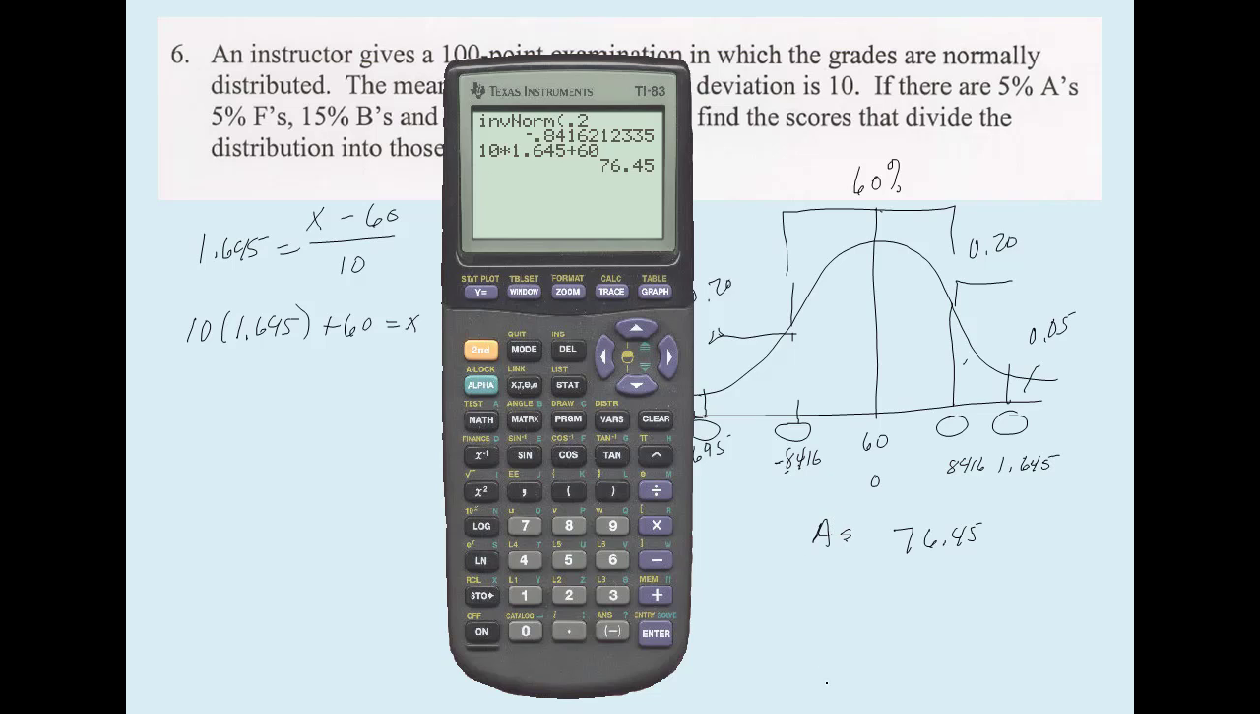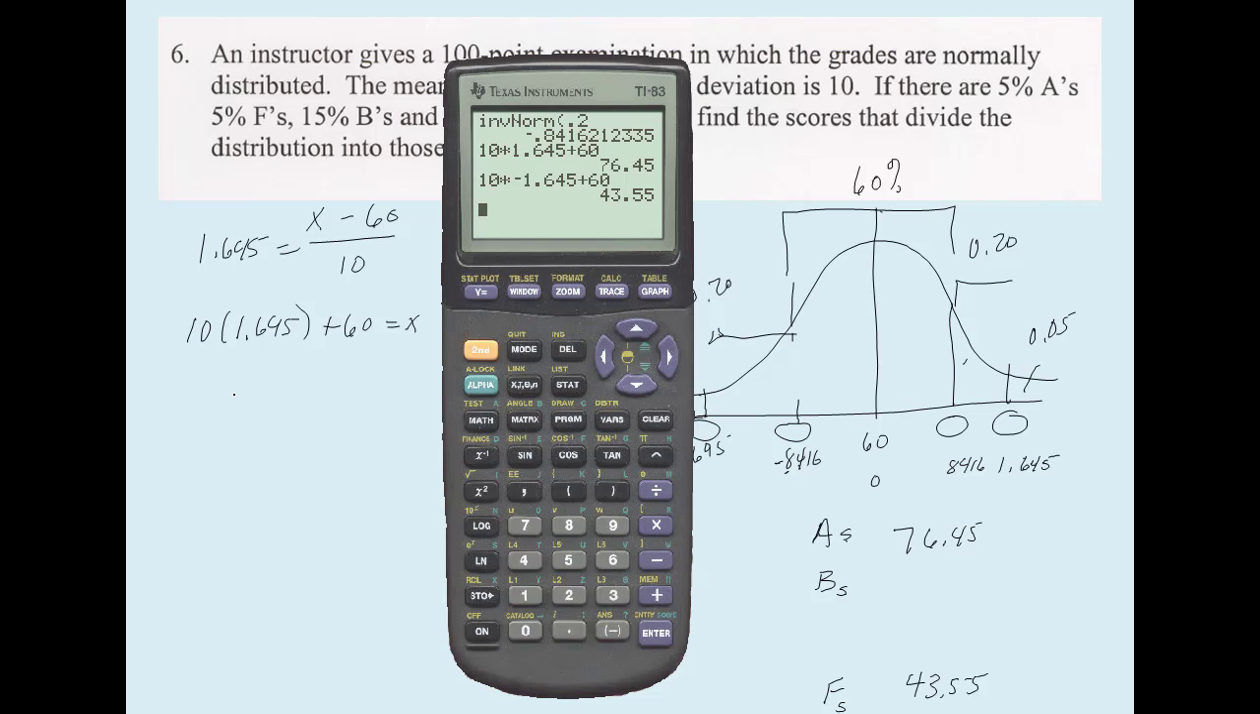Now F's, I just go second enter, and I just make that a negative. So second insert a negative, and that makes a 43.55. Now where do the B's start?